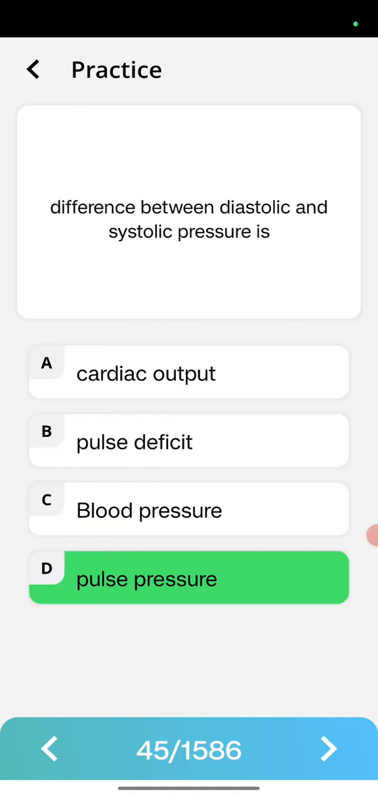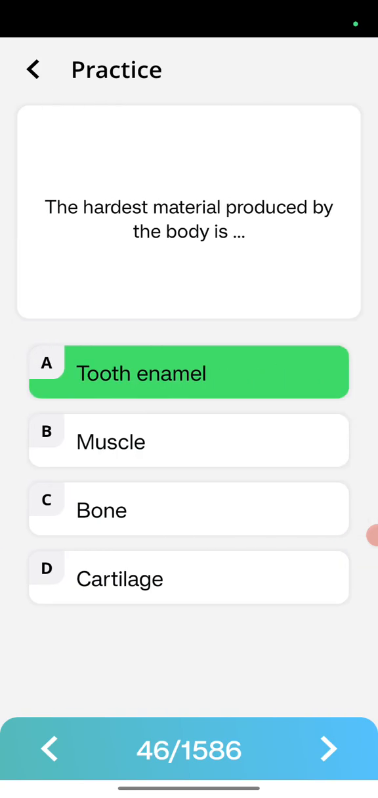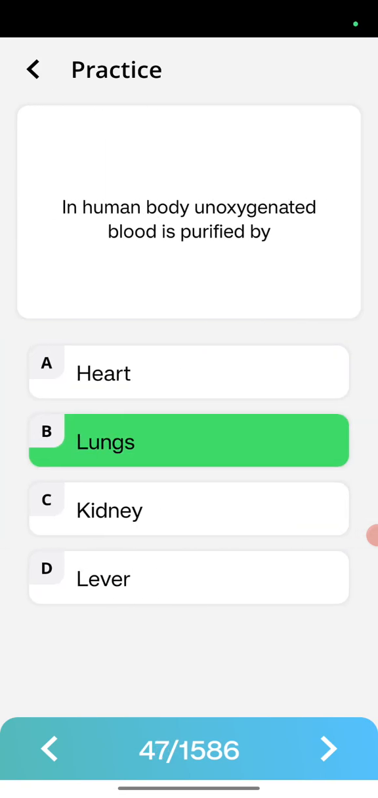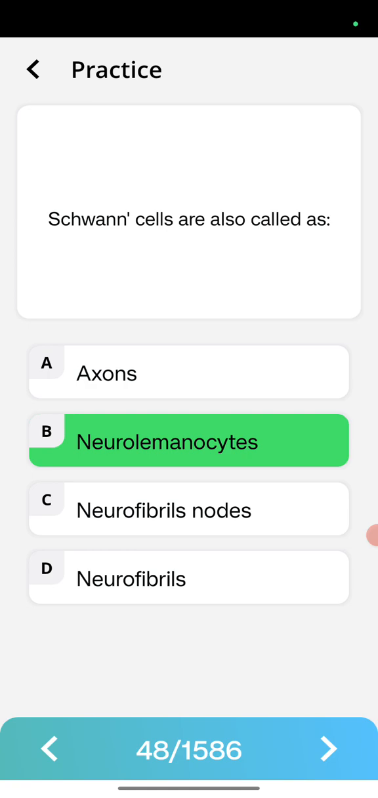The difference between diastolic and systolic pressure is pulse pressure. The hardest material produced by the body is tooth enamel. In the human body, unoxygenated blood is purified by the lungs.